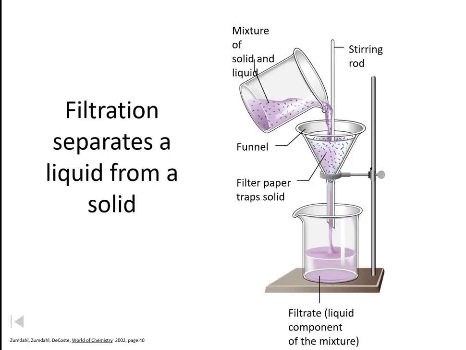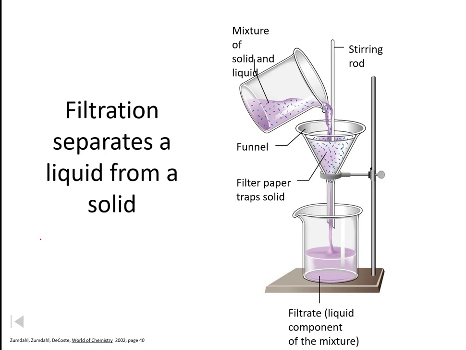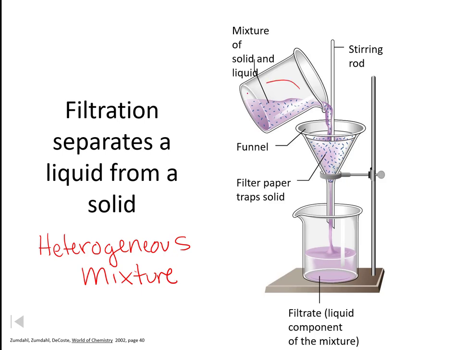Filtration specifically separates a liquid from a solid, and it is primarily used to separate the parts of a heterogeneous mixture, meaning we can discern the different parts. The parts are not evenly distributed. Now, usually what we've got going on here is we have some mixture of a solid and liquid. We're going to pour that into a funnel. Our solid portion will be collected on the funnel, and then the liquid portion will pour through.